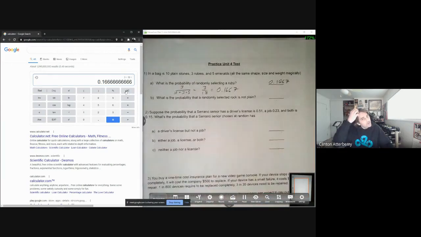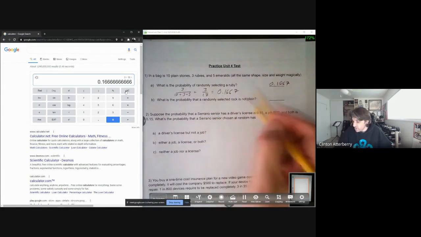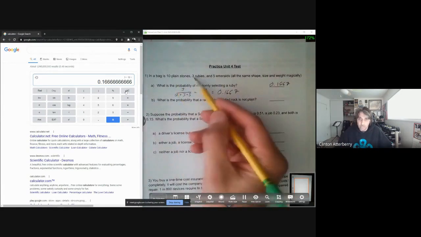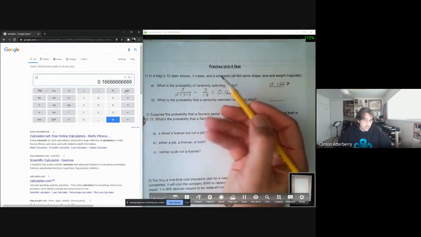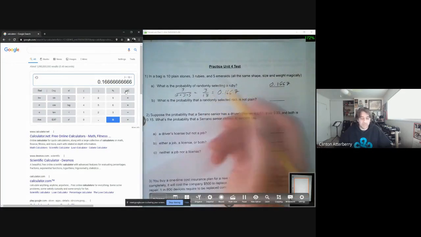All right, so question B. Probability that a randomly selected rock is not plain. So you have 2 options here. The obvious one, the one you might have heard a couple of years ago, would be to say, well, if this is plain, those 2 are not plain. So 3 plus 5 is 8, right? And 8 divided by 18, again, will give you the answer.